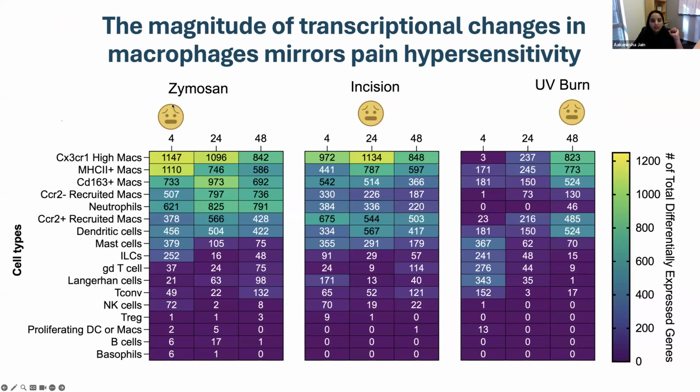For example, at 4 hours in Zymosan, macrophages are undergoing the most significant change, and it starts resolving as the pain resolves. It takes longer in incision, and the peak reaches around 24 hours, while in UV burn, it takes almost 48 hours for these cell types to undergo any change. So this immediately suggests that the pain is actually associated with the changes in the immune compartment and is actually uncoupled from the injury itself, because the injury happened at the 0-hour time point. So the neurons are not really responding to the injury, but responding to the changes in the immune compartment.